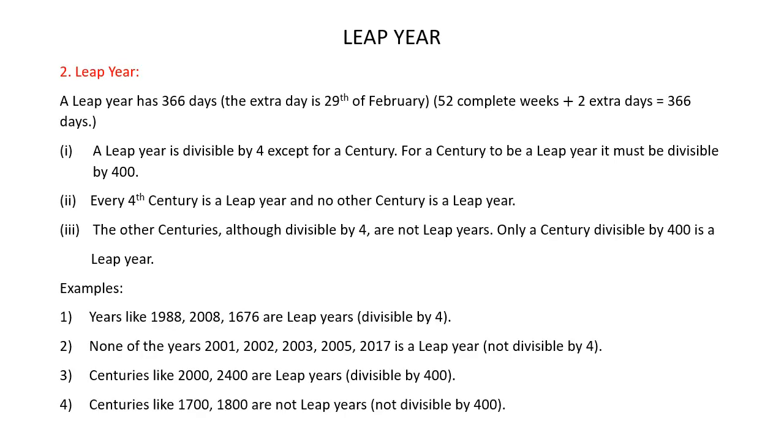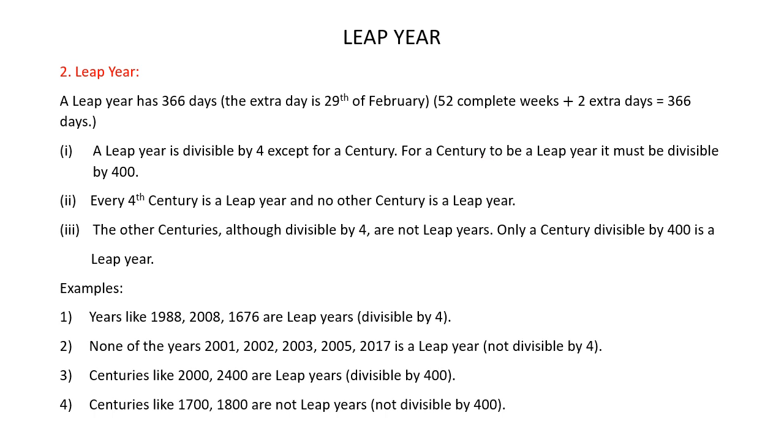Let's now learn about leap years. A leap year has 366 days. The extra day is 29th of February. So a leap year has 52 complete weeks plus 2 extra days, which makes it 366 days. A leap year is divisible by 4 except for a century. For a century to be a leap year, it must be divisible by 400.